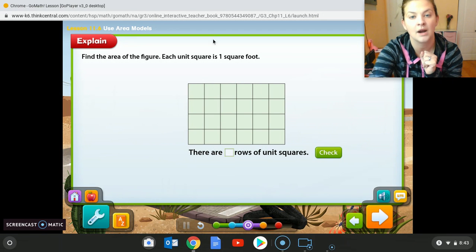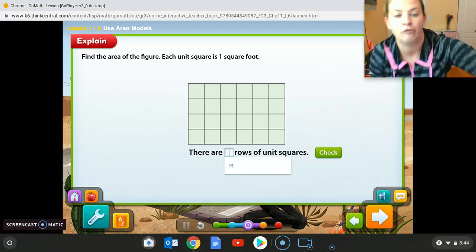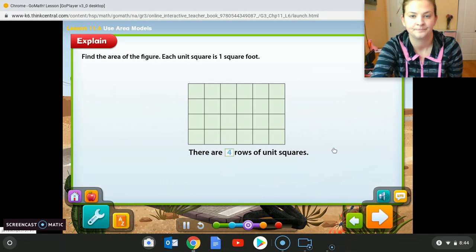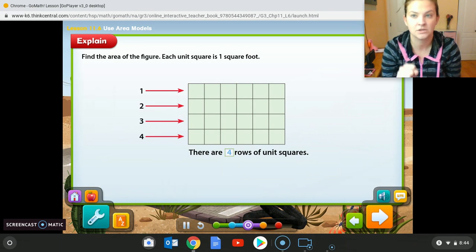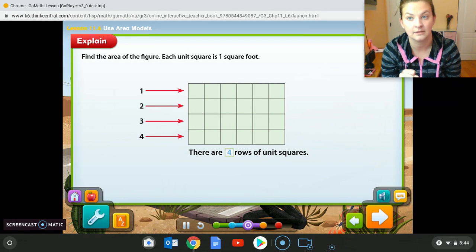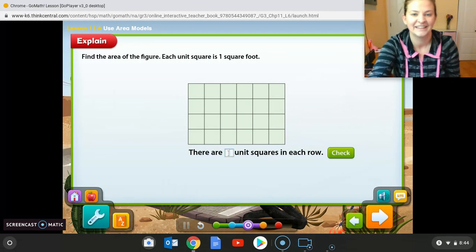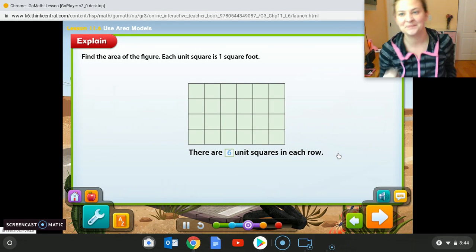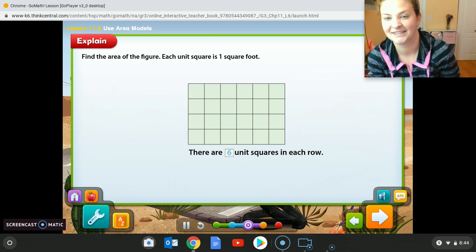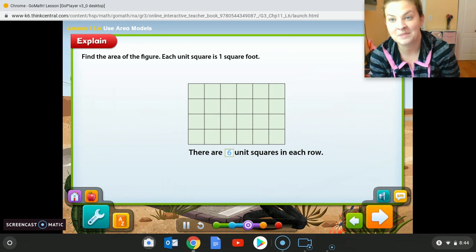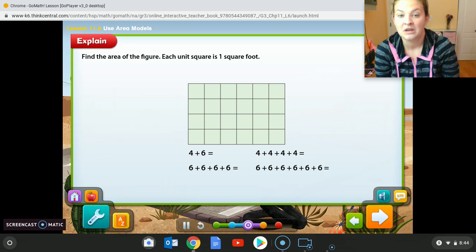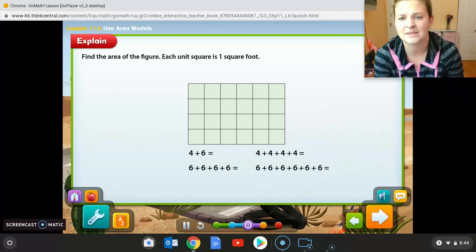So I can count to double check, but my answer should be 24 because I did 4 times 6. Ready? 4, 8, 12, 16, 20, 24. Got it? There are 4 rows. 1, 2, 3, 4. I went ahead of myself. I'm very sorry, class. There are 6 in each row. Check. So now it's going to come up with my multiplication. Now it's going to show me some different options.